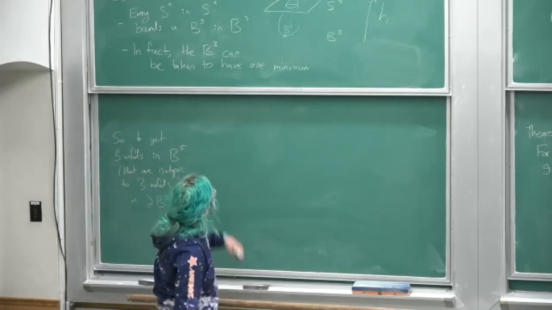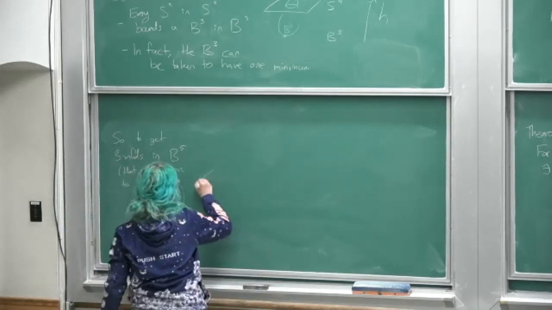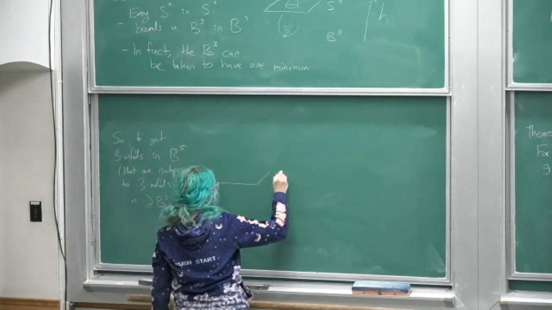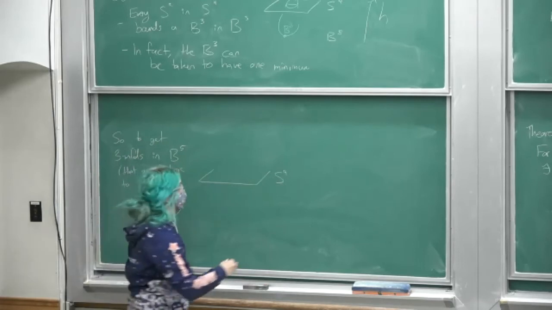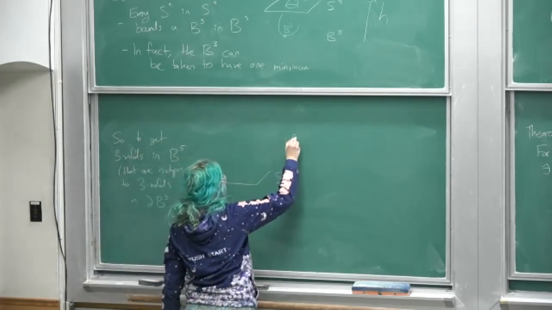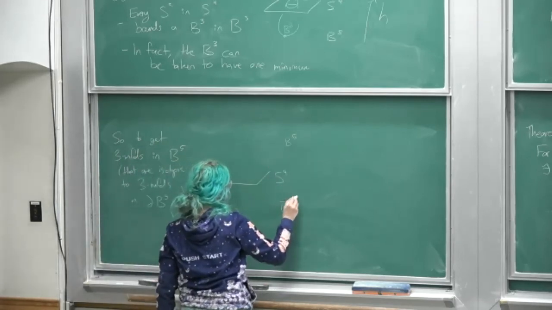I'm going to start off by just thinking about balls. And what I'll do is I'll view S4 as the middle of the five-sphere rather than the boundary of the five balls. So there's sort of another five-ball on top and a first five-ball on bottom.